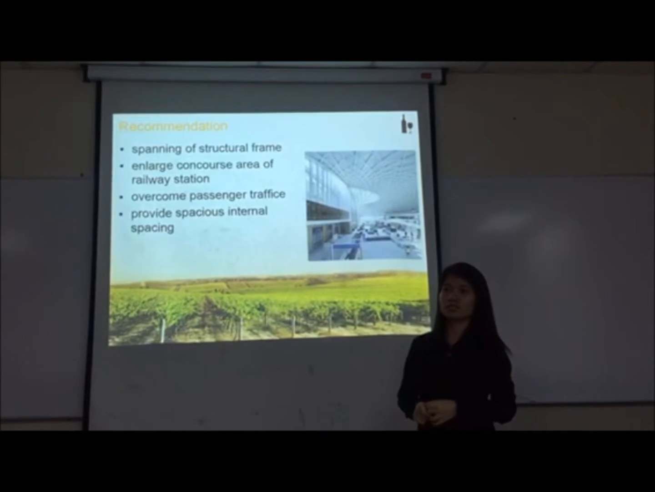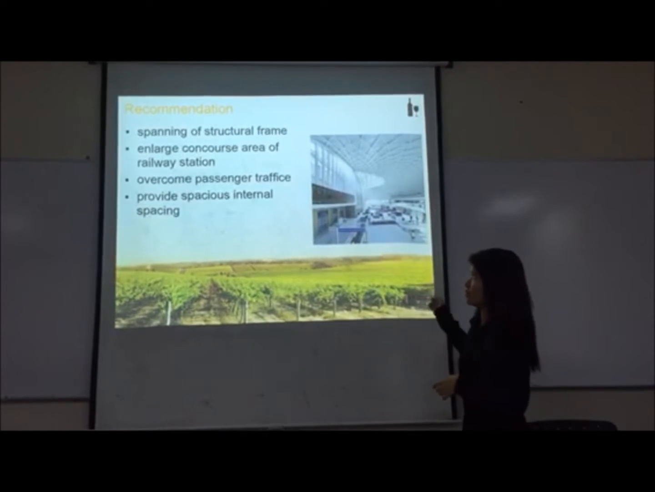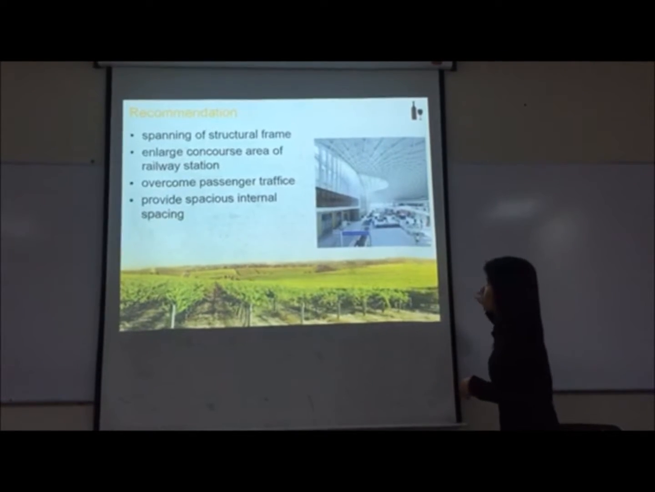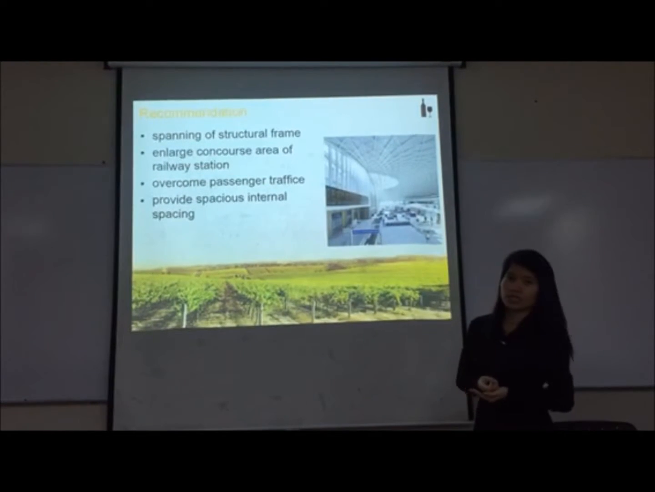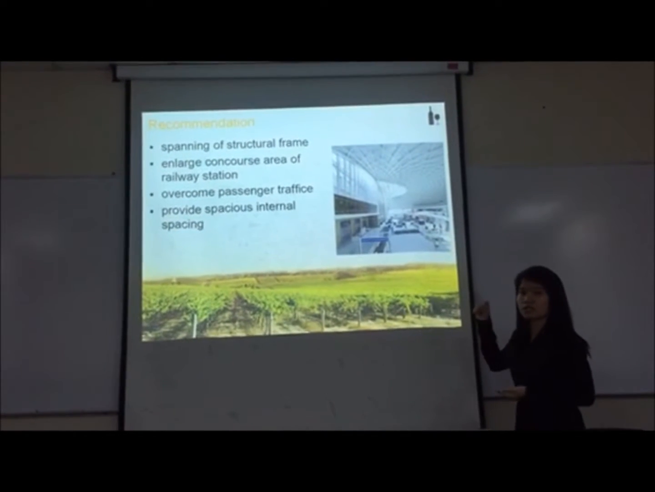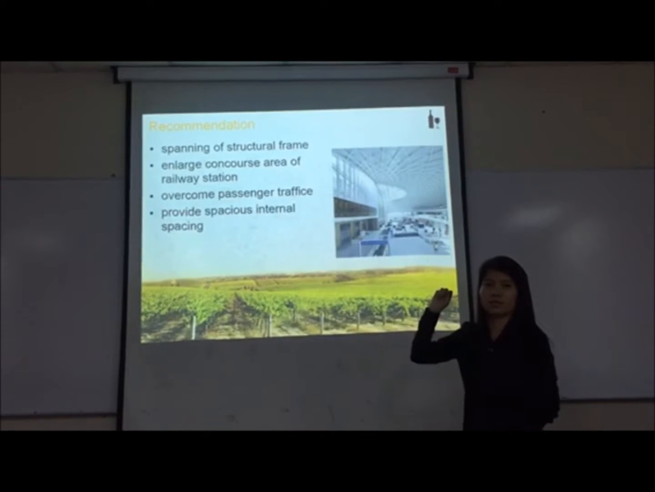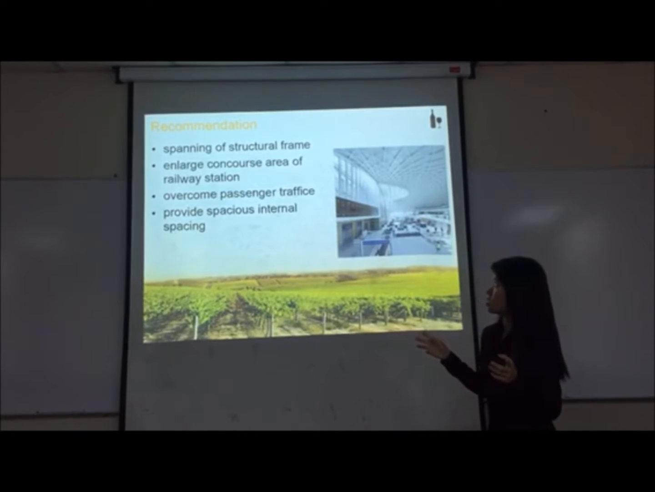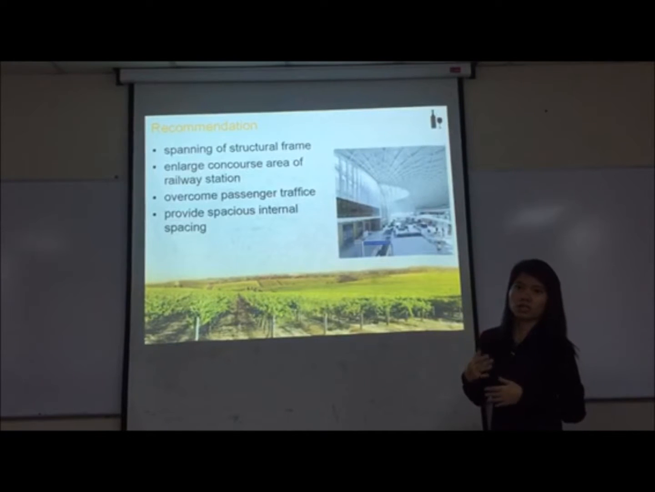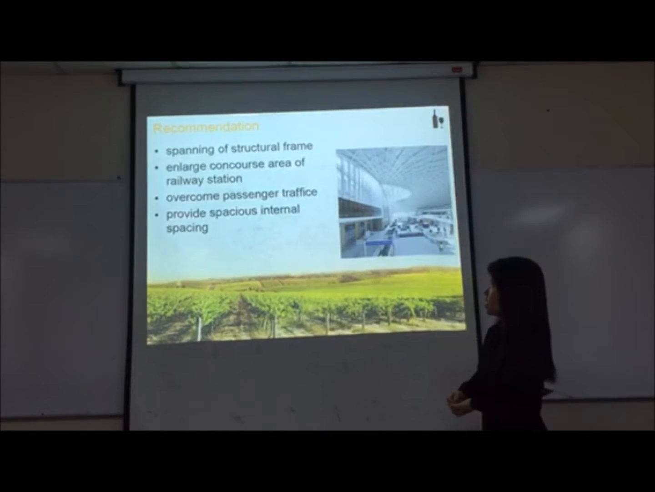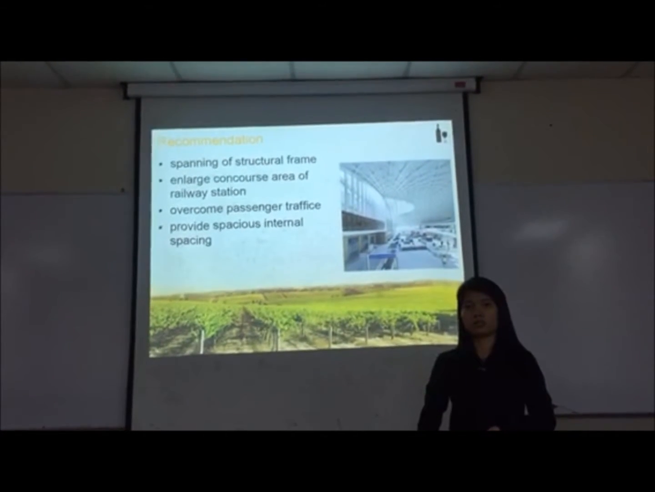As for the recommendation for the steel structural frame, I will compare with the design concepts of the King's Cross station, which is located in London. This station, with the concept of spanning the structural frame, enlarges the concourse area of the railway station, with reduced concrete usage by mostly using beams for the long span. It will overcome the passenger traffic because the columns will not block the passengers' visibility, and it also provides spacious internal spacing to see clearly the direction to go.